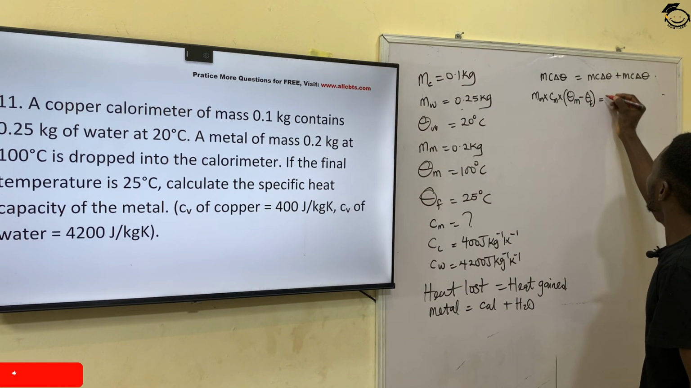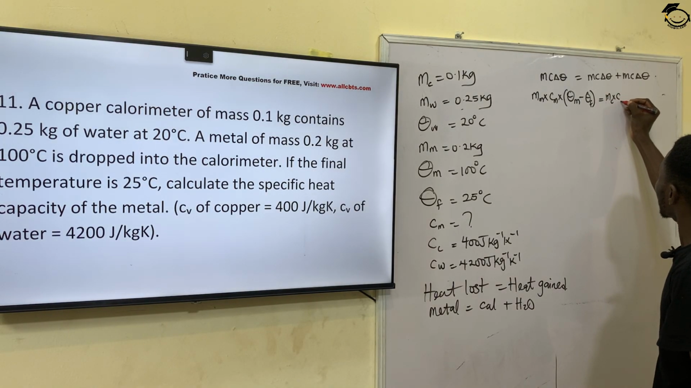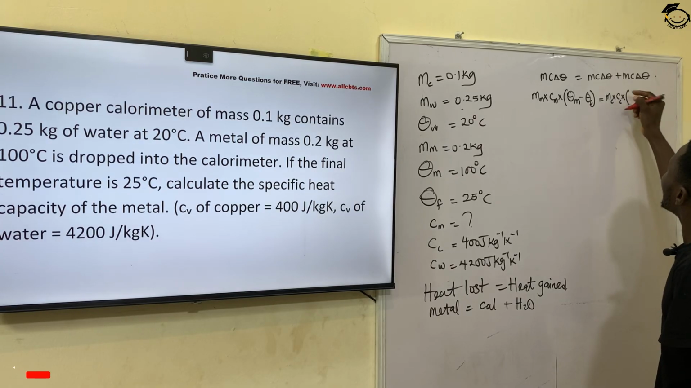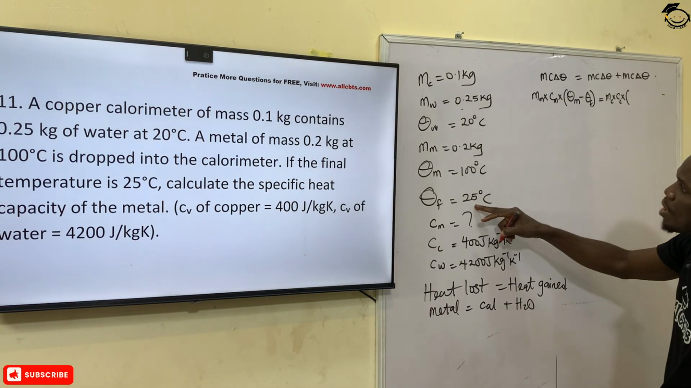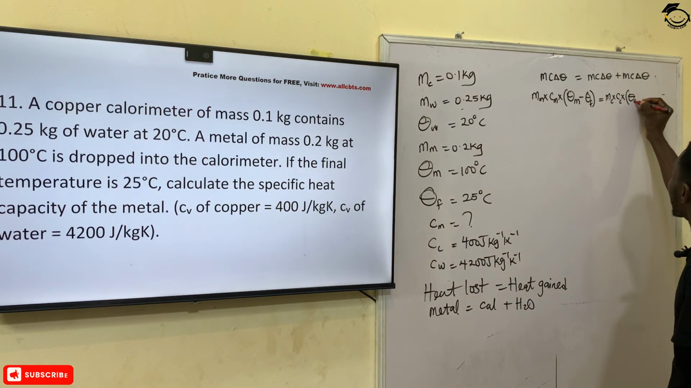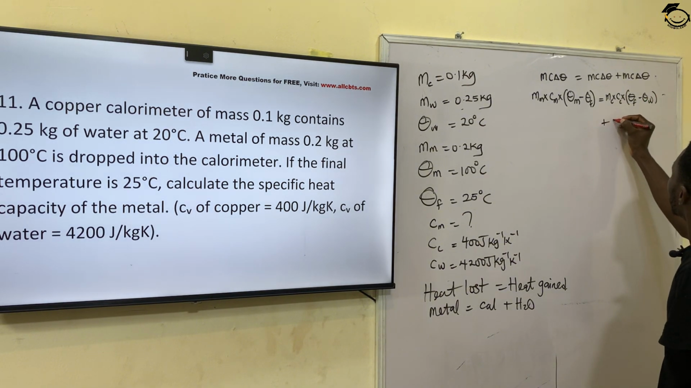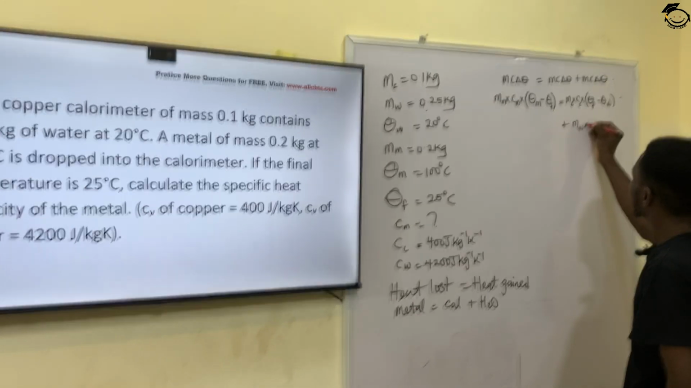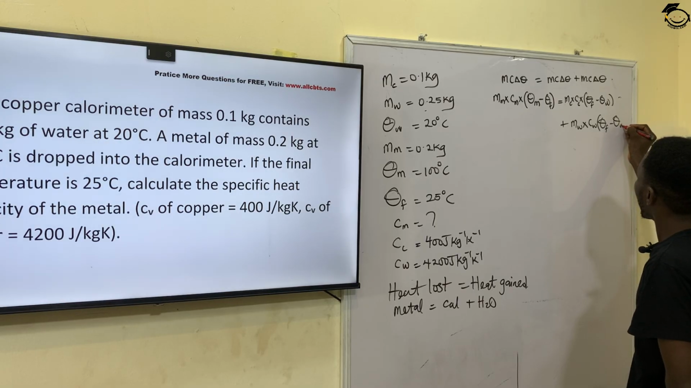This will be equal to the mass of the calorimeter times the specific capacity of the calorimeter times, but on the heat gain side, you discover that the final temperature is higher than the initial temperature. So I'll have theta final minus the temperature of the water. This is plus the mass of water times the specific capacity of water times theta final minus the temperature of the water.